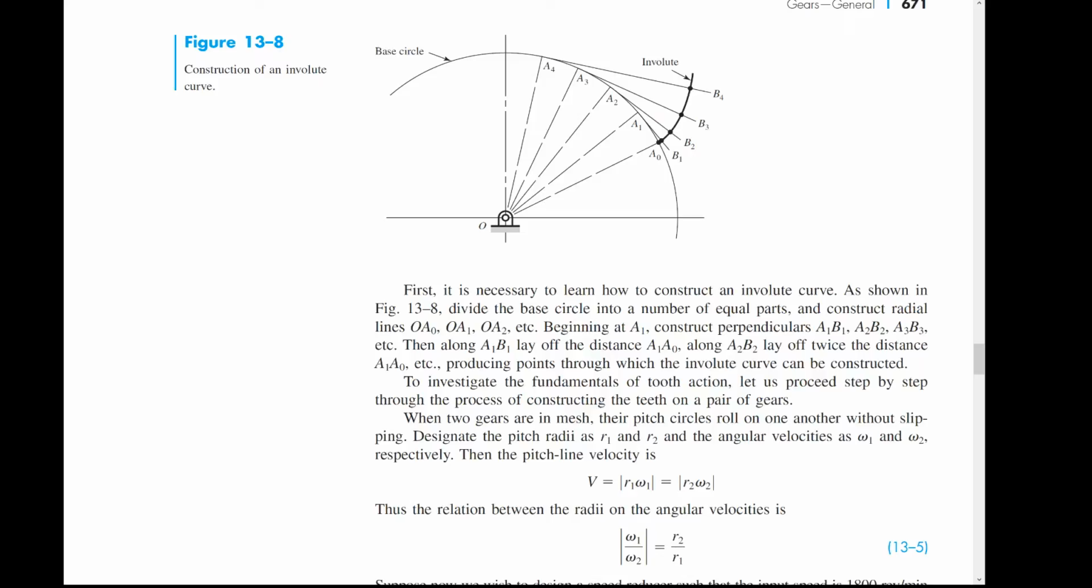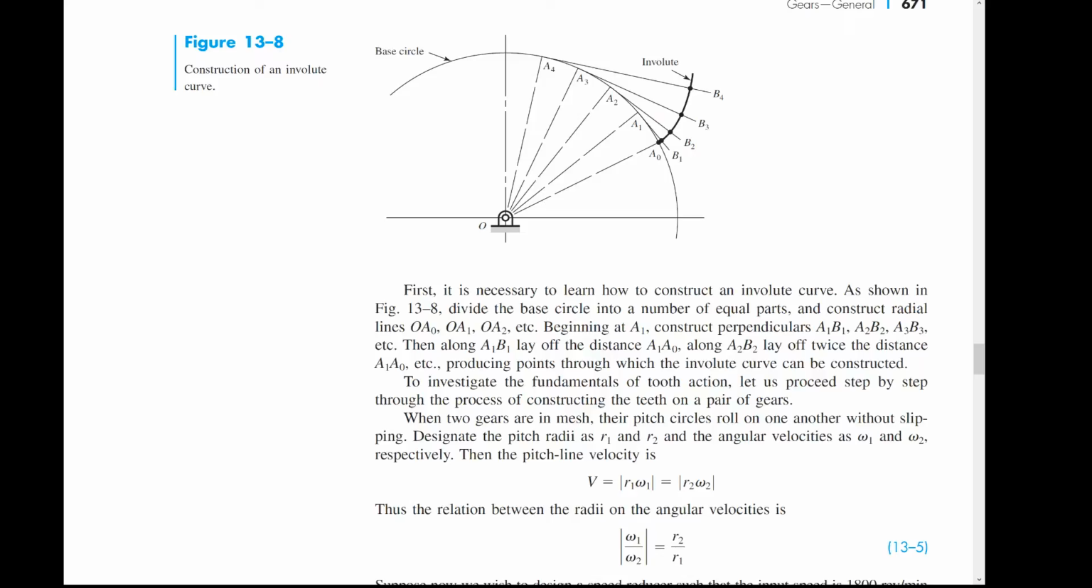Okay. First, it is necessary to learn how to construct an involute curve. As shown in figure 13.8, divide the base circle into a number of equal parts and construct radial lines OA0, OA1, OA2, etc. Beginning at A1, construct perpendiculars A1B1, A2B2, A3B3, etc. And then along A1B1, lay off the distance A1A0, along A2B2, lay off twice the distance A1A0, etc., producing points through which the involute curve can be constructed.